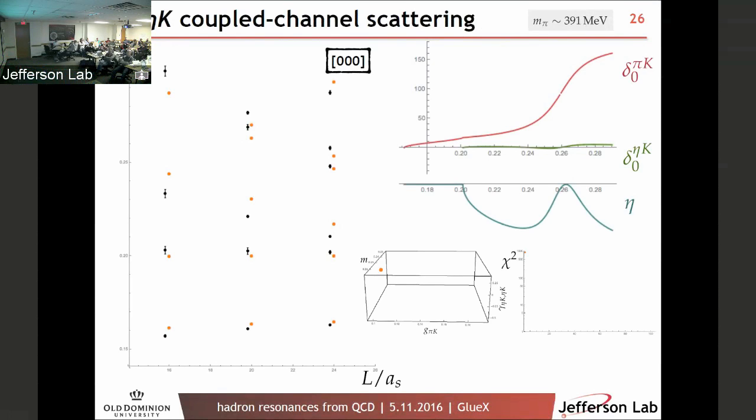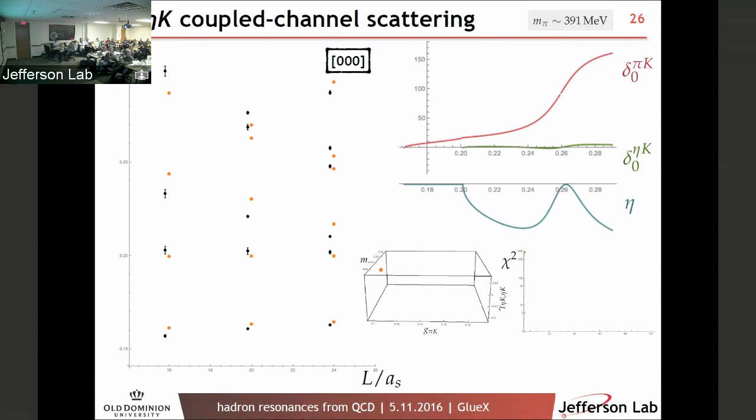And what's shown in the top right is a way of showing what the scattering amplitude, the scattering matrix, behaves like. So we start from some random position in that parameter space, and we minimize the chi-squared by insisting that the spectrum be described. So this is pretty straightforward. It's a pretty common approach.